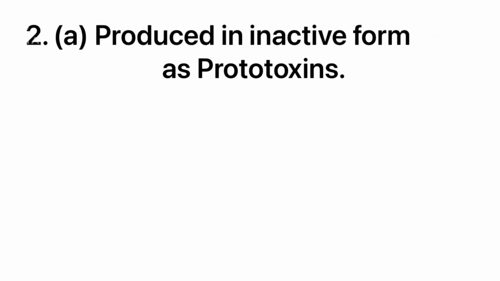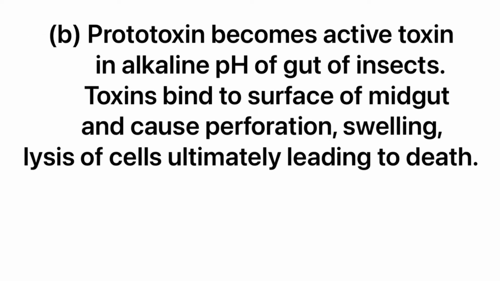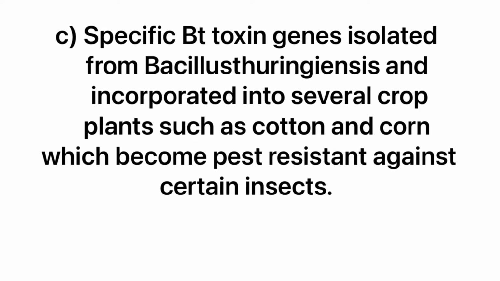2. Produced in an inactive form as prototoxins. Prototoxin becomes active toxin in alkaline pH of gut of insects. Toxins bind to surface of midgut and cause perforation, swelling, lysis of cells, ultimately leading to death. See, specific Bt toxin genes isolated from Bacillus thuringiensis are incorporated into several crop plants such as cotton and corn, which become pest resistant against certain insects.